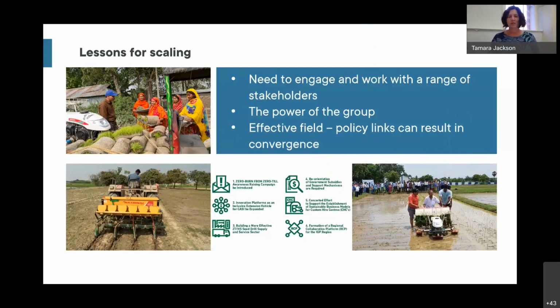So I think just drawing on some maybe quite obvious but high-level lessons from the different elements of scaling that have been undertaken in SDIP is that you need to engage and work with a range of stakeholders, including the private sector and different government agencies. Their groups continue to provide opportunities that individual farmers cannot capitalise on. And then there are that effective field and policy links can result in convergence.